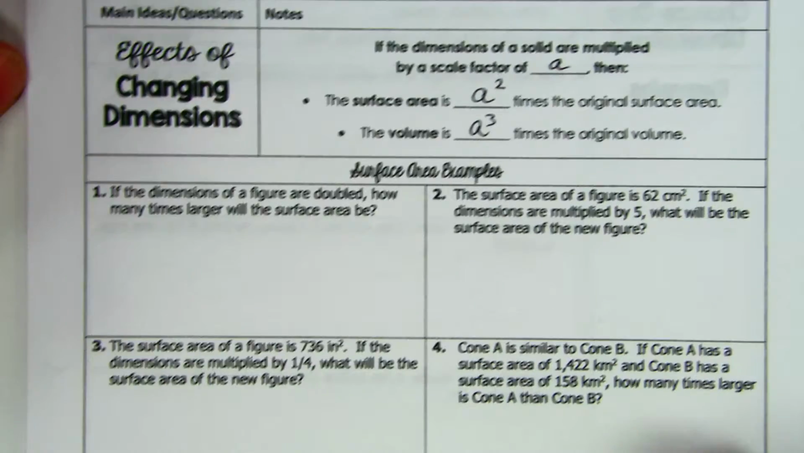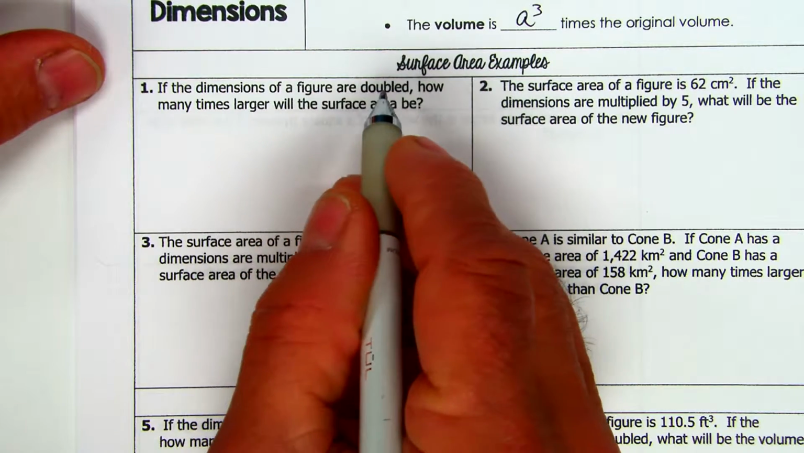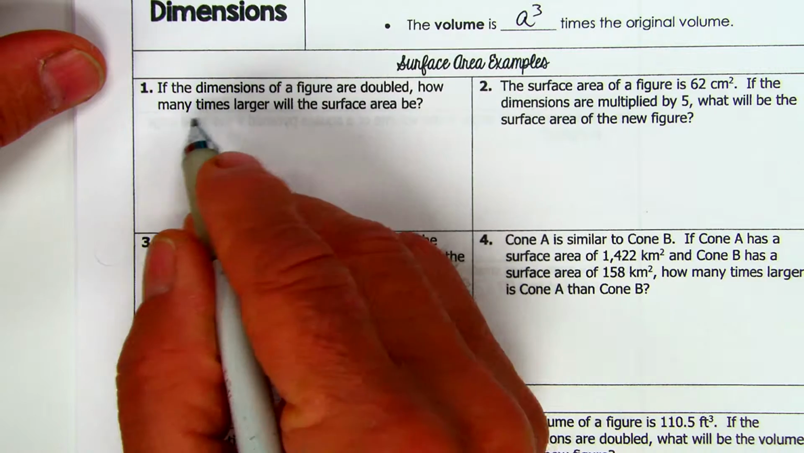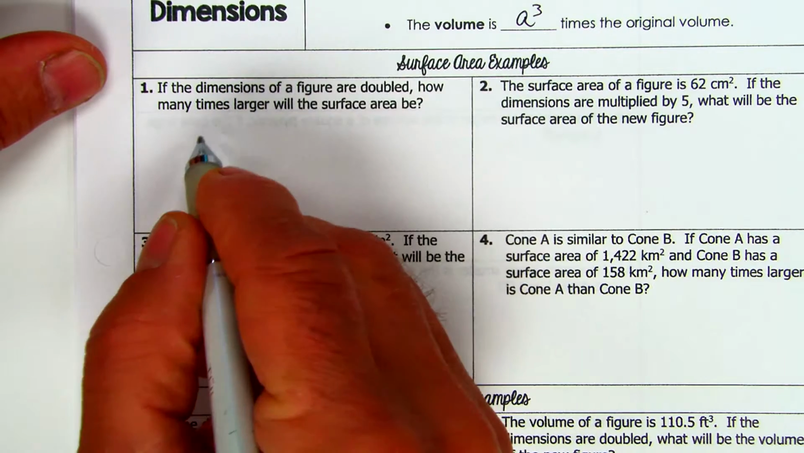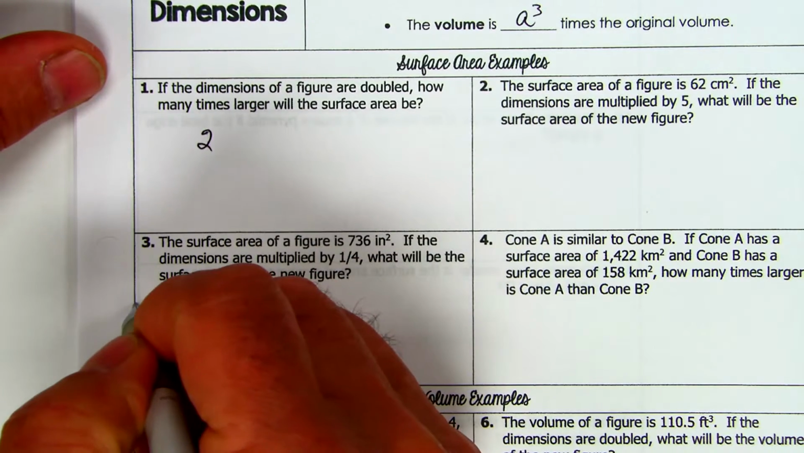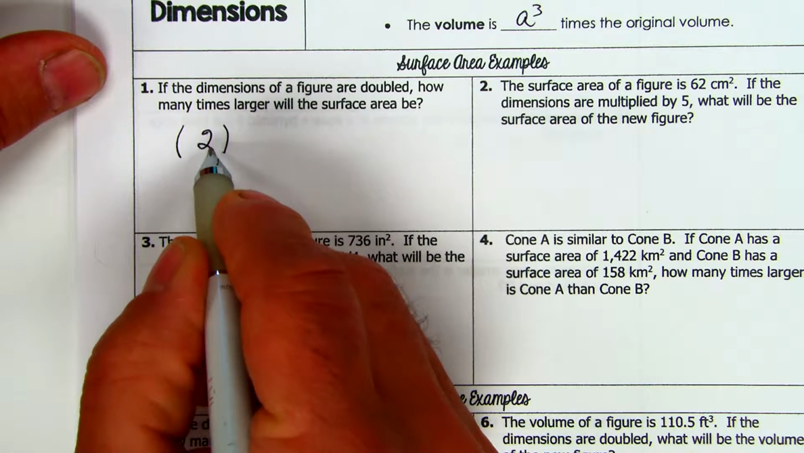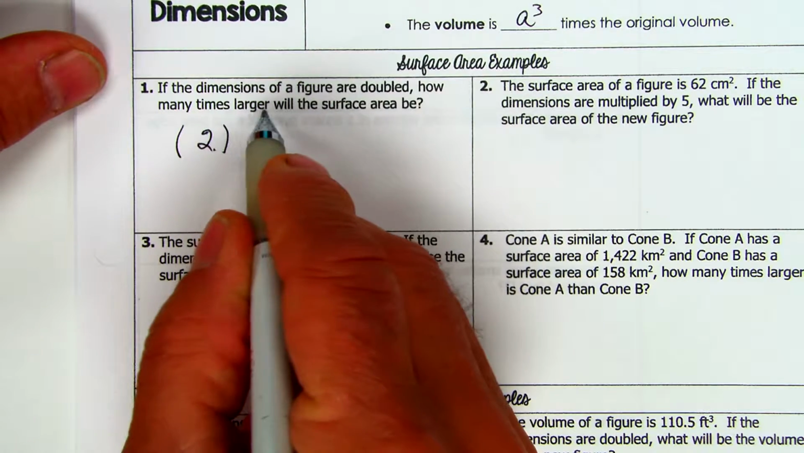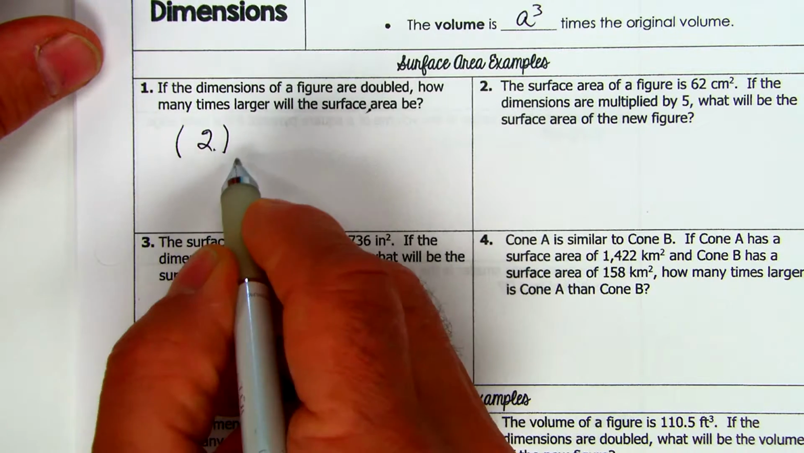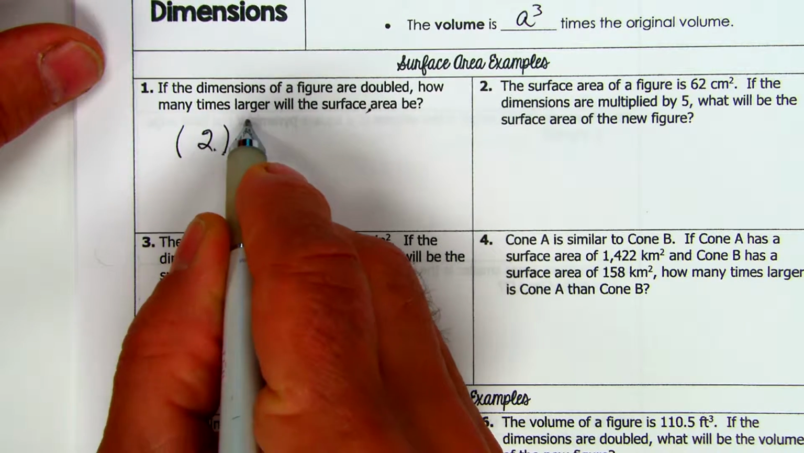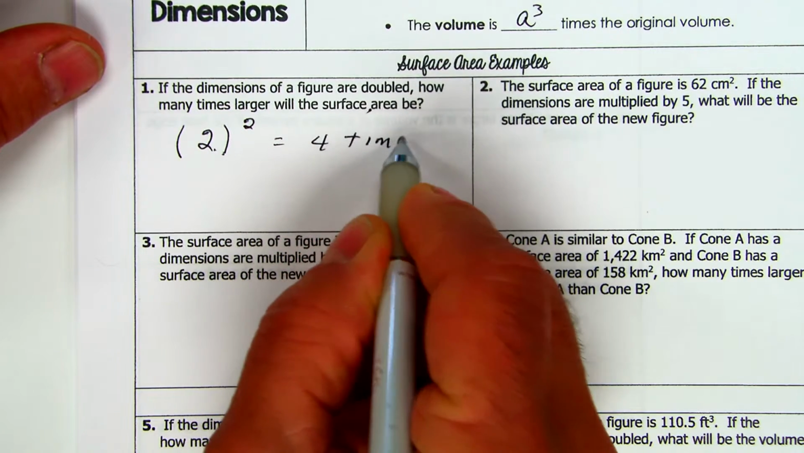Okay, now let's look at number 1. If the dimensions of a figure are doubled, how many times larger will the surface area be? So dimensions are doubled, 2 times something. Now that's dimension. That's a linear measurement. It says how many times larger will the surface area be. So to make this compatible with area, we have to square it. So it would be 4 times larger.